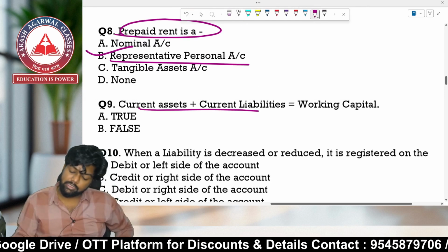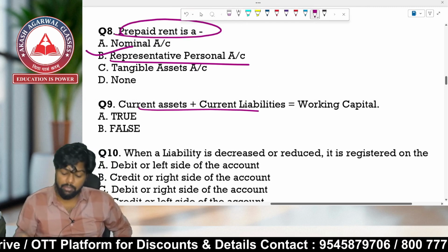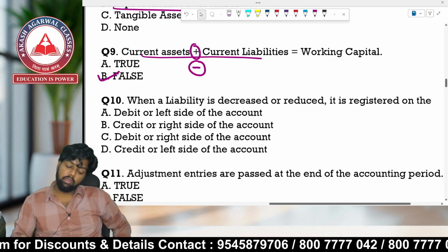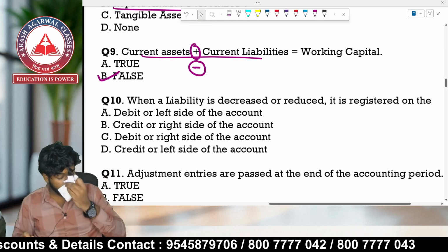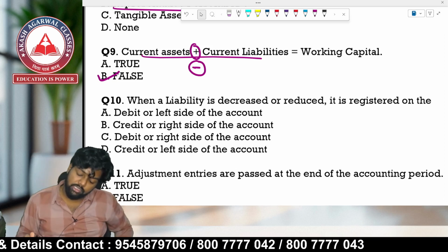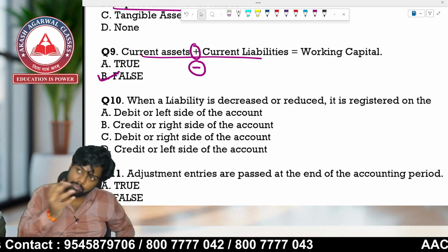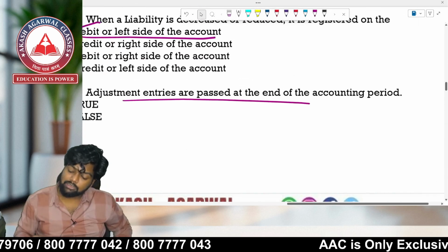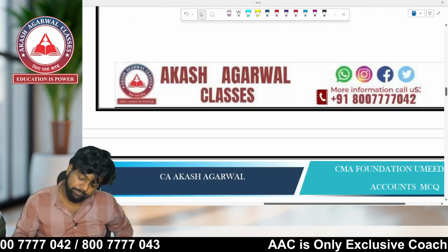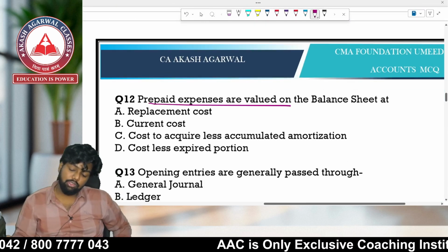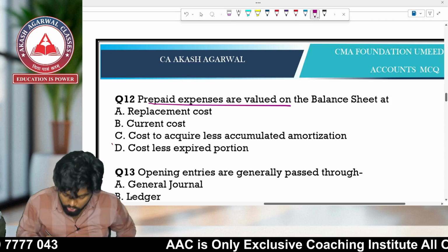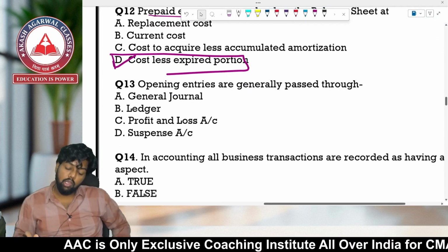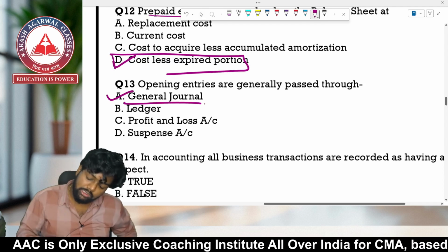Current assets plus current liabilities is equal to working capital. No, false. Current assets minus current liabilities. When liabilities decrease or reduce, it is registered on the debit or left hand side of the account. Adjustment entries are passed at the end of the accounting period. Yes. Prepaid expenses are valued at the balance sheet date at cost less expired portion. The part which is expired, we have to deduct. Opening entries are generally passed from the general journal.